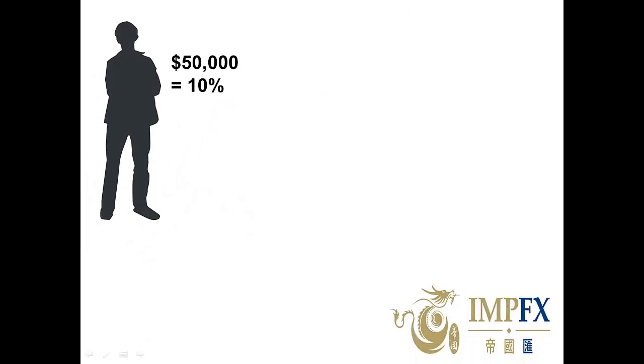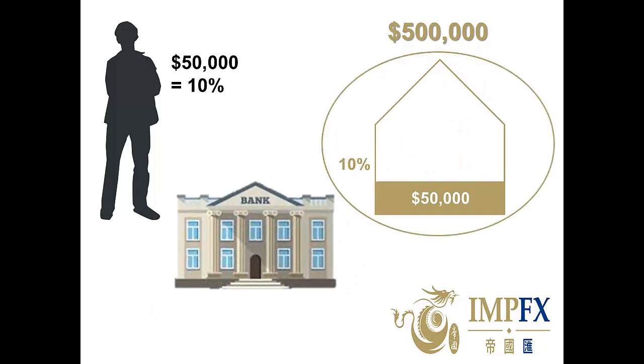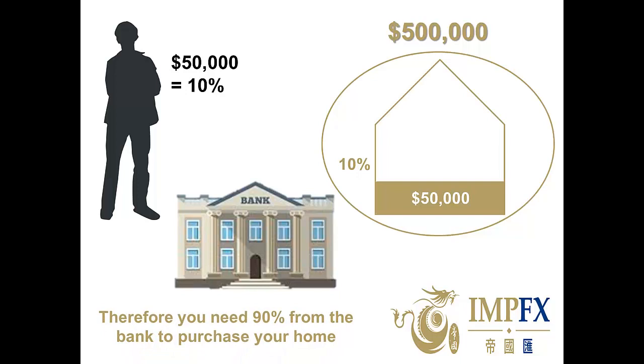But you only have $50,000. So how are you able to purchase this house that is $500,000 when you only have 10% of the deposit? So you visit the bank and borrow the remaining 90% in order to purchase this property. What you have done is use the bank as leverage with your $50,000 deposit in order to control a $500,000 purchase. The same leverage principles apply in trading Forex.